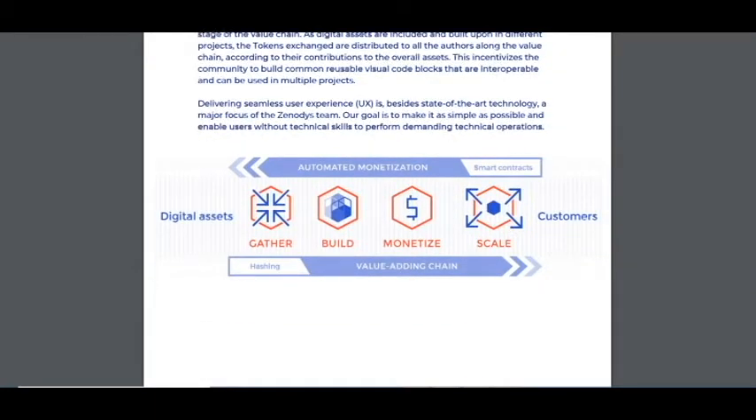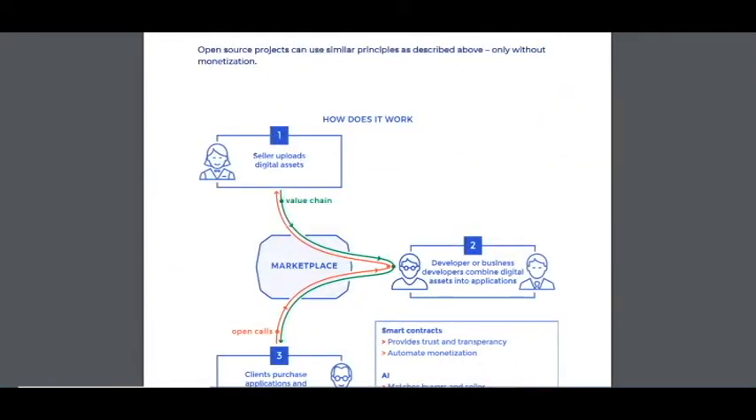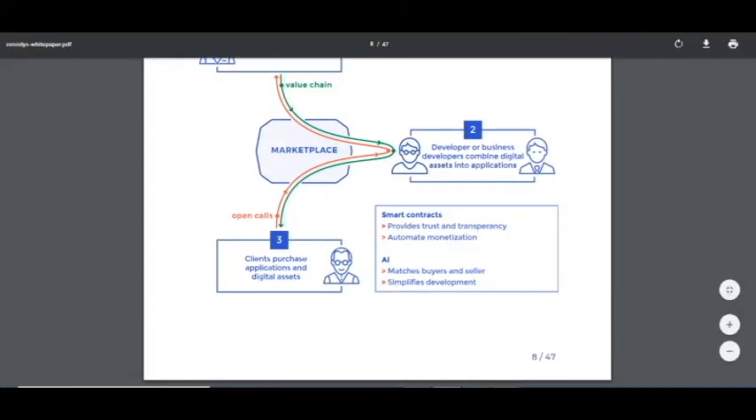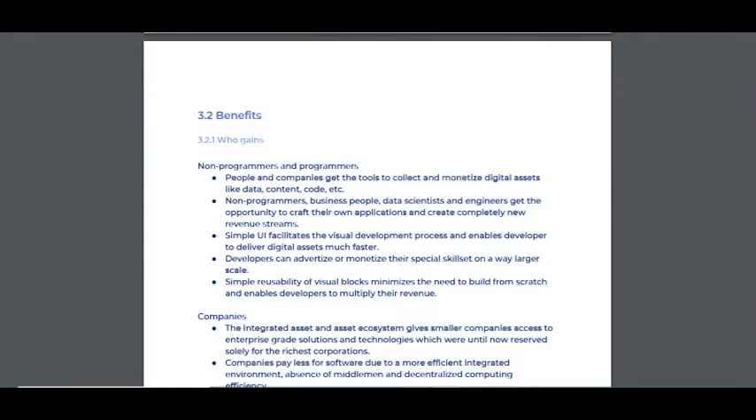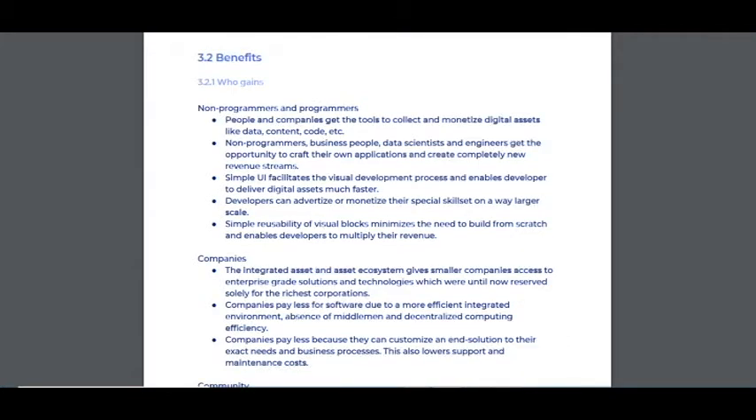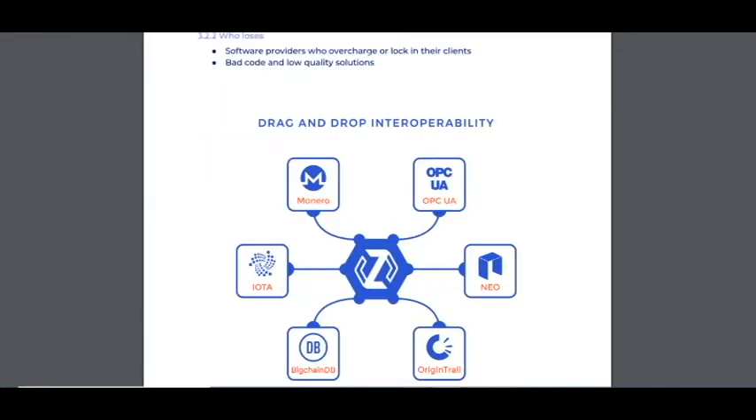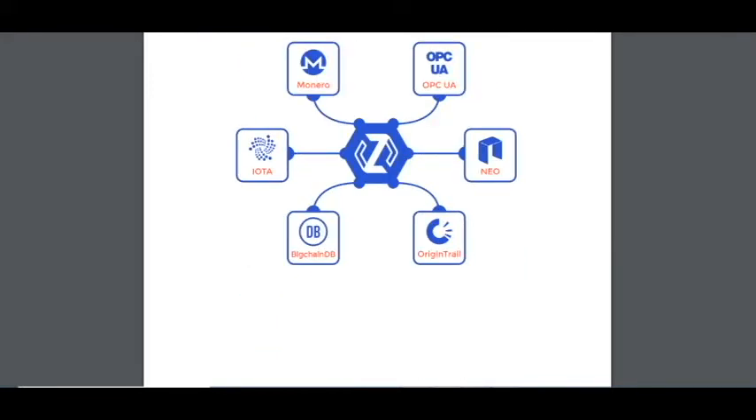It includes gap, build, monetize, scale. How does it work? A seller uploads digital assets. Developers or business developers combine digital assets into an application, and clients purchase the application and digital assets. And here is the marketplace, and you can see the link between them. There are many benefits for programmers, for companies, for the community, for society. Nobody loses. Drag and drop interoperability, so it's Monero, IOTA, OriginTrail, Neon, etc.